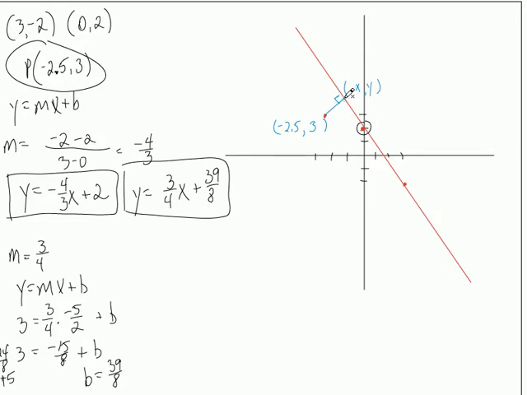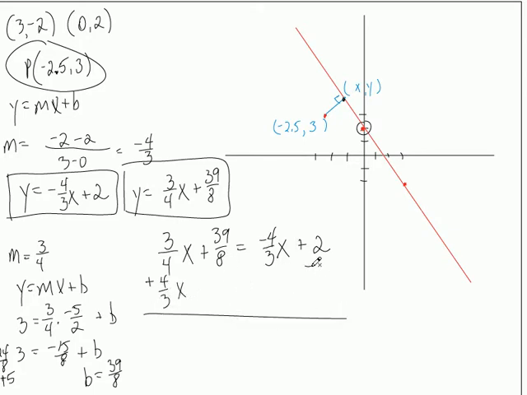What am I trying to do? I'm trying to find the intersection between those 2 lines. They're both equal to y, so I set them equal to each other. Now it's just a matter of solving for x with all these fractions. Let's write the 3/4 x plus 39/8 equals this one right here, -4/3 x plus 2. All right? Let's get the x's on the same side. So I add 4/3 x, and then I'm going to subtract 39/8.